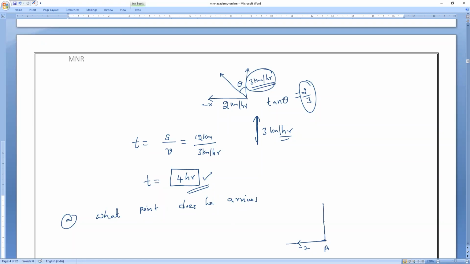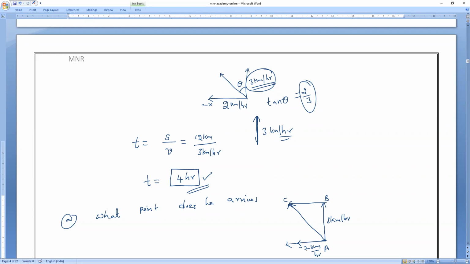And this is the vertical point where he travels with 3 kilometers per hour, and this is the minus x direction, 2 kilometers per hour. So now he travels what? Resultant force, left direction or right direction? Everybody, left direction. Yes or no? So this is what will be happening.